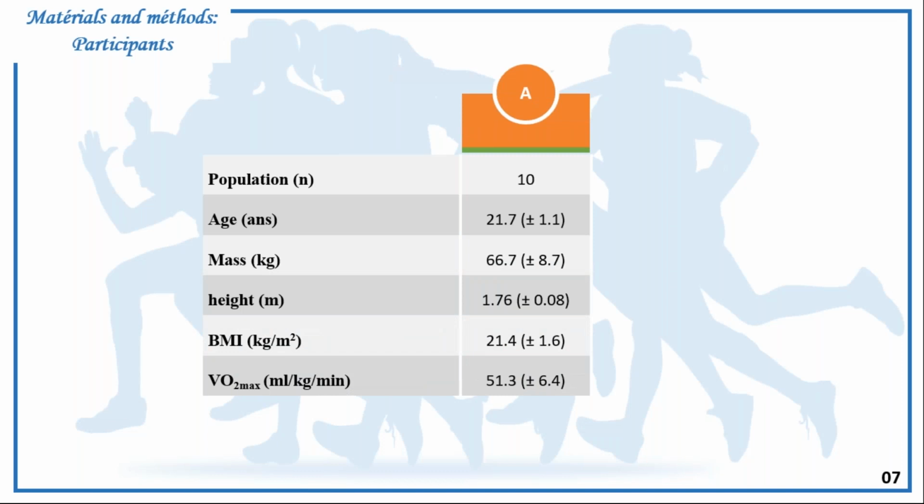For the participants of the study, we have 10 participants. Their age is about 21 years. Their mass is about 66 kilograms. The height is around 1 meter 76, and the body mass index is about 21, and the VO2 max is about 51.